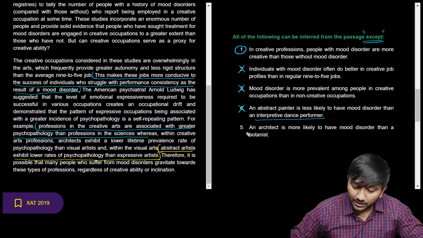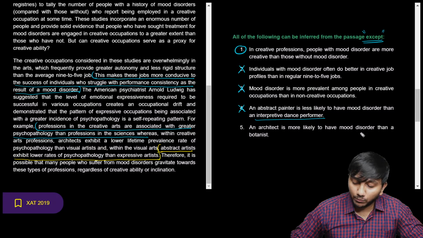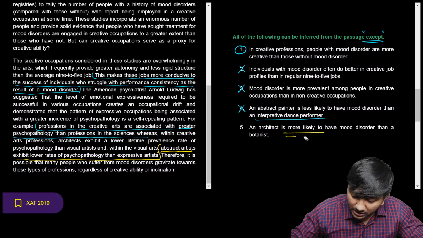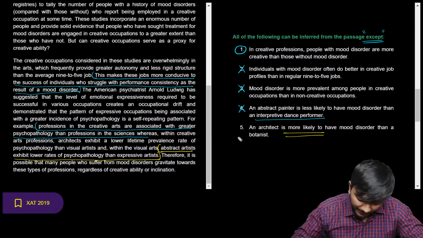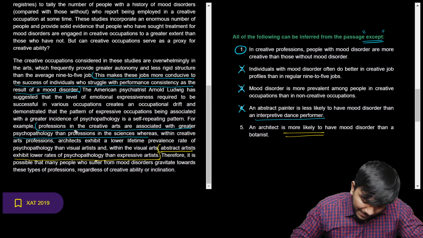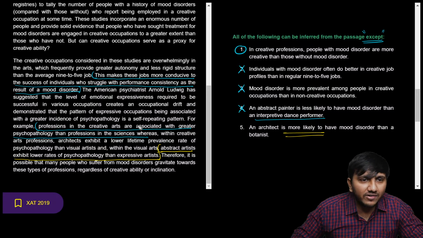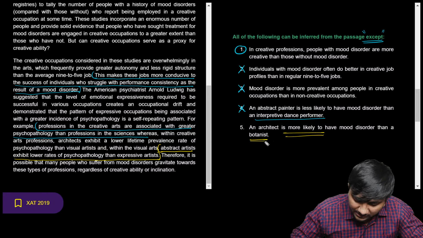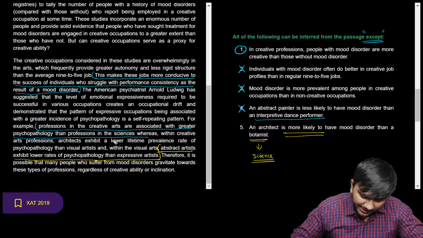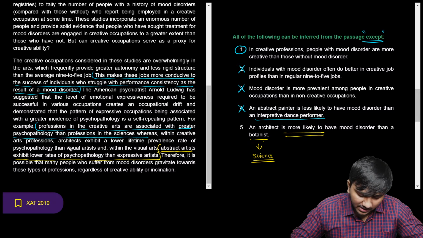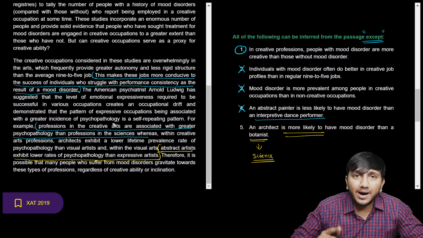Okay, next one. An architect is more likely to have mood disorders than a botanist. For that, you can come back to what I have underlined here itself. It is given professions in the creative arts are associated with greater psychopathology than professions in the sciences, because a botanist is definitely a science person, right? And an architect, as per what is given here, is definitely an arts related person, right? So professions in creative arts, so architect would come under that.